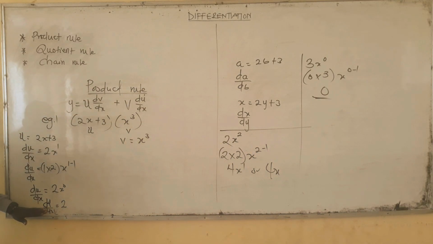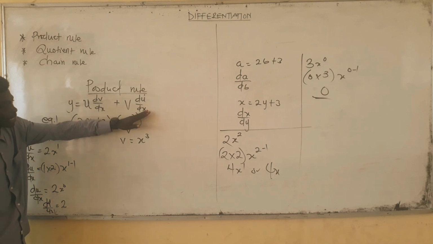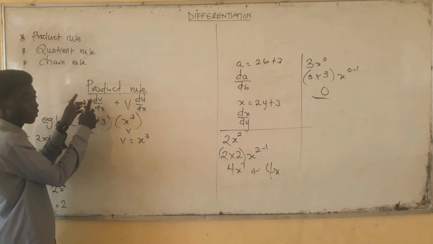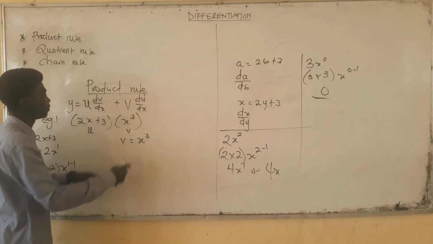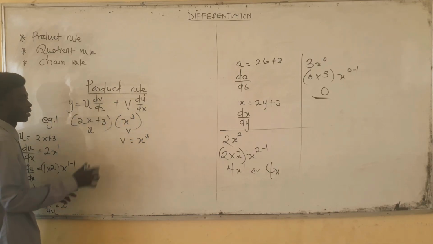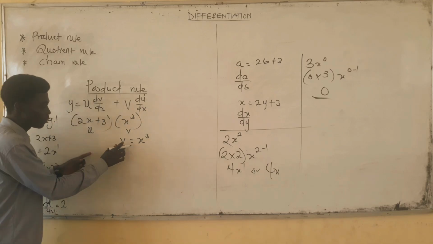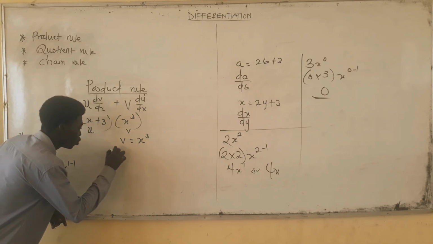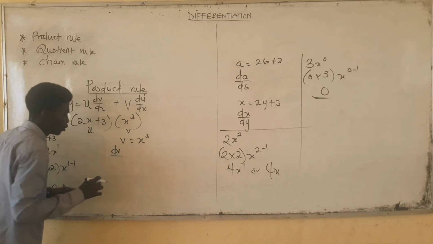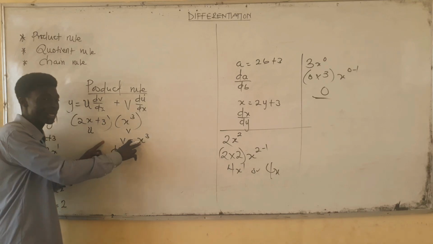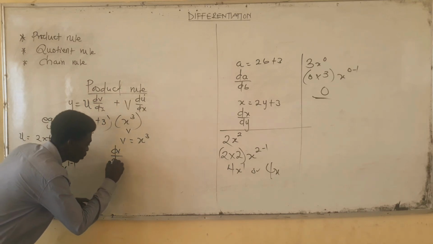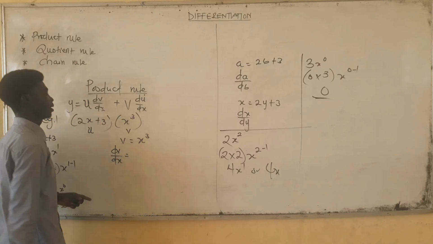So now we know that our du dx is what? 2. And our u is 2x plus 3. Now we have solved for du dx, and we know our u, and then we know our v. Now it's left with this one. And with that, we are going to differentiate v. So we are differentiating v with respect to what? x. So the dv dx.